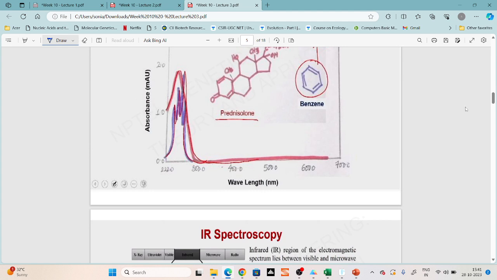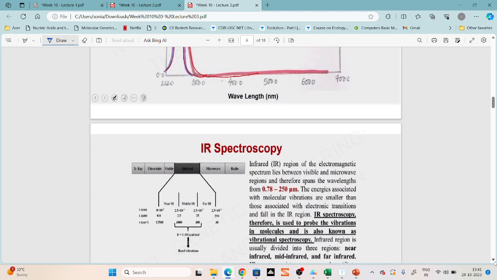Then we come to infrared spectroscopy. This is the infrared region. This is your X-rays, UV visible range, and this is the radio waves and microwaves. So infrared is somewhere between the visible range and microwaves. Infrared waves are also subdivided into near infrared rays, middle infrared rays, and far infrared rays. Infrared spectroscopy is used to study the vibrational properties of a molecule.